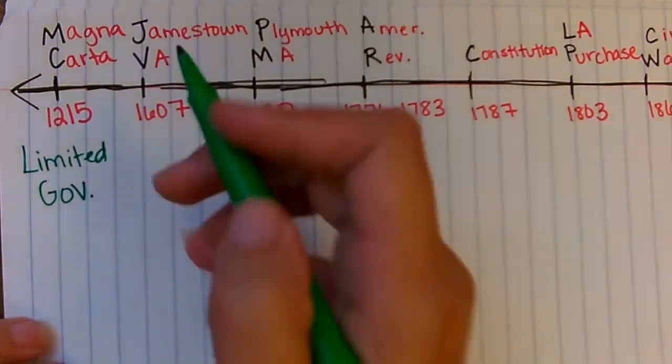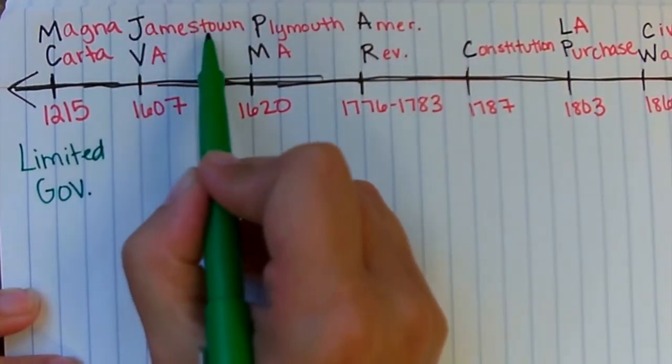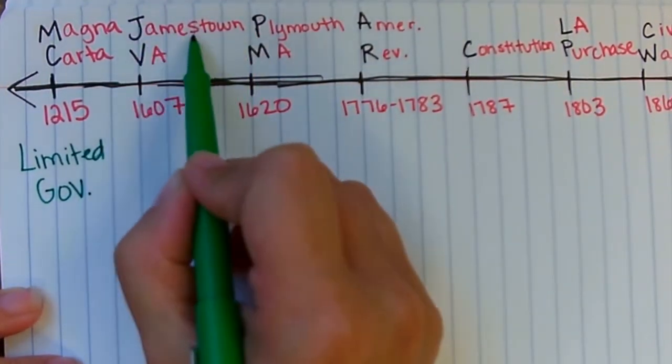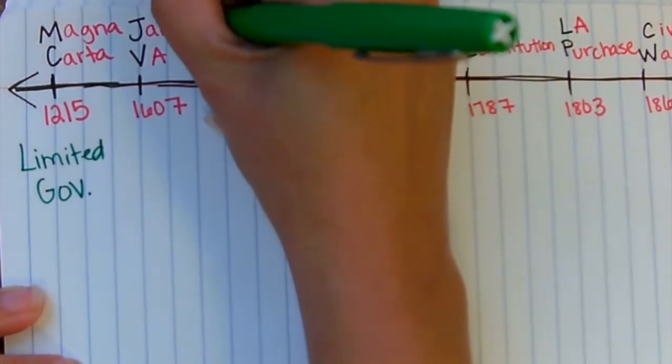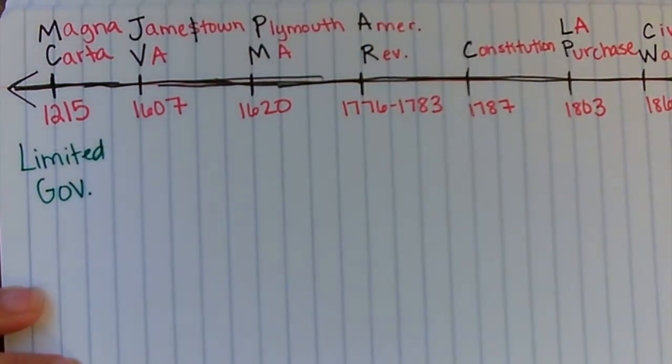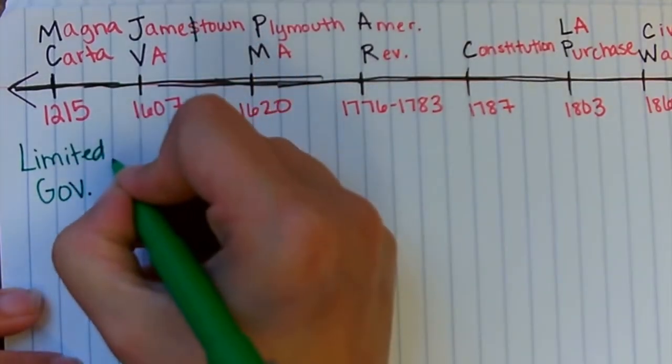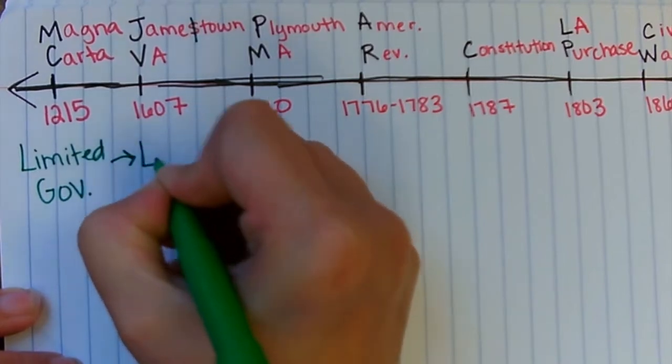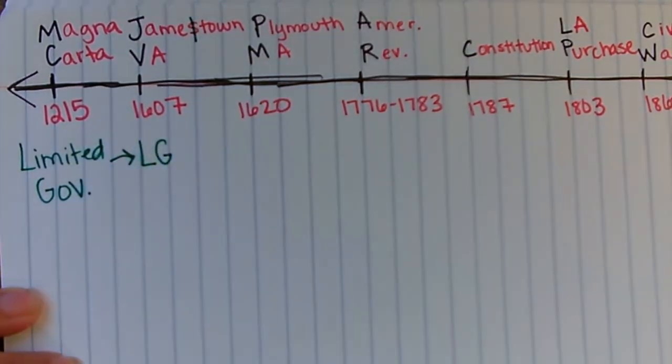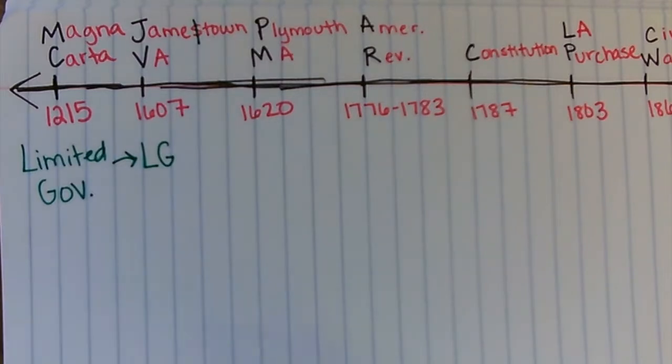So in 1607, when the colonists go to Jamestown, Virginia for economic reasons, I got to change that to a $ sign right there. They go to Jamestown, Virginia for economic reasons. They say, okay, we know we have limited government, but we look around, we decide instead of going back to England, we're going to stay.